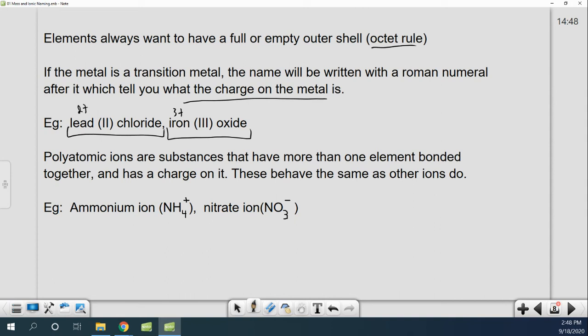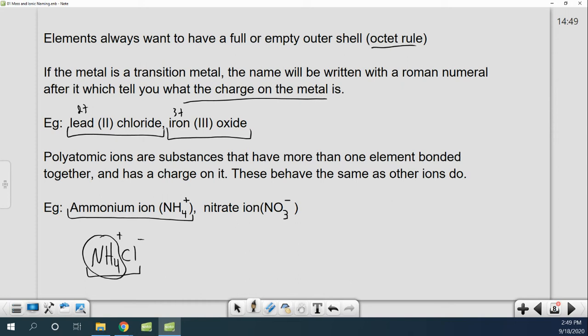Another review here, the polyatomic ions. Those are substances that have more than one element bonded together, and they travel usually as a group. And they will have one charge together. They behave the same as other single ions. So for example, ammonium is NH4+. So I could put ammonium together with a chloride. One positive and one negative, things would be happy. So this would be ammonium chloride, and that would work. The NH4 acts as if it's a single entity.